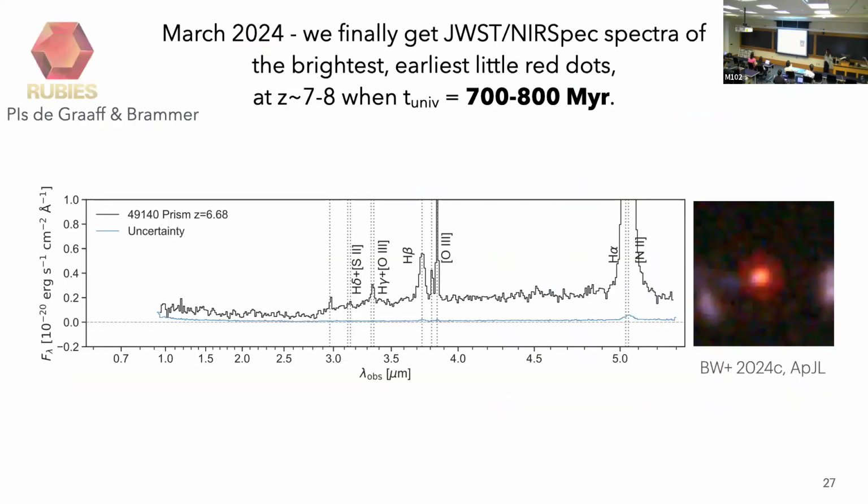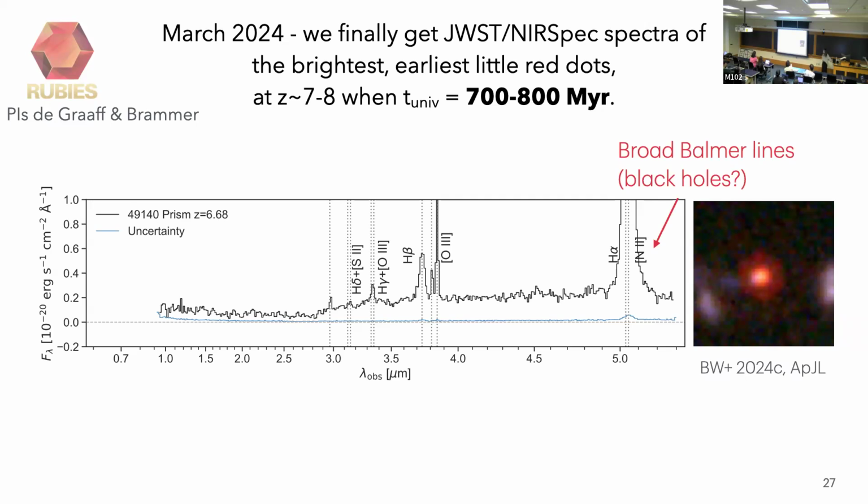Now, just in March 2024, we finally have NIRSpec spectroscopy of some of the earliest and brightest little red dots. This is a paper that I led coming from the RUBIES program. I'm just showing you one of the examples. This is the prism spectrum. This is just the cutout of this. What's the first thing one will notice? Well, those large H-alpha lines, those very broad H-alpha lines are really hard to miss. So this is highly indicative that we are seeing gas accreting at a very high speed around the supermassive black hole.